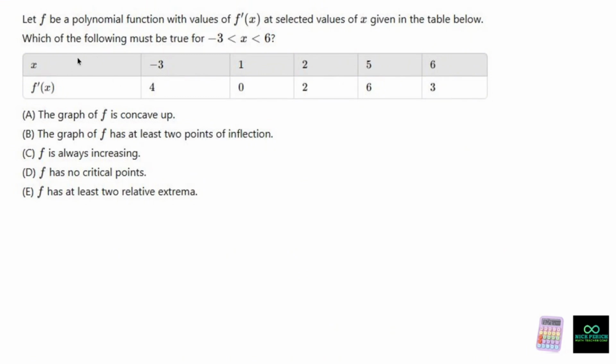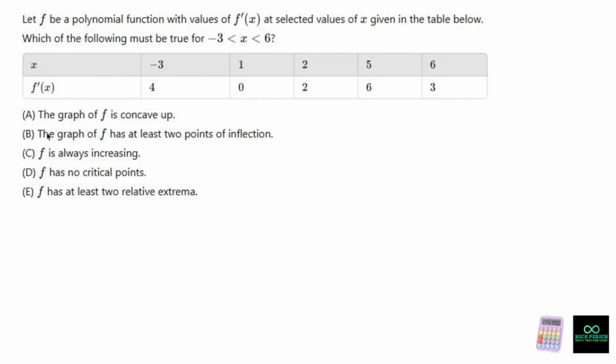What we know is the derivative gives us slope. A negative derivative is going to be a decreasing function. A positive derivative is going to be an increasing function. So let's go through all of this and see what we have here.